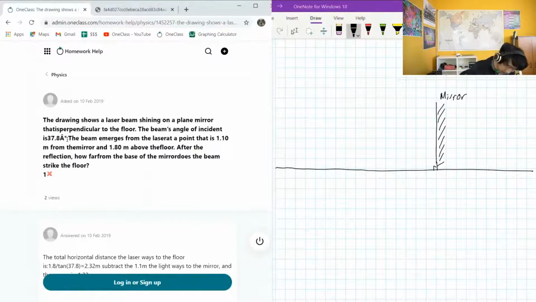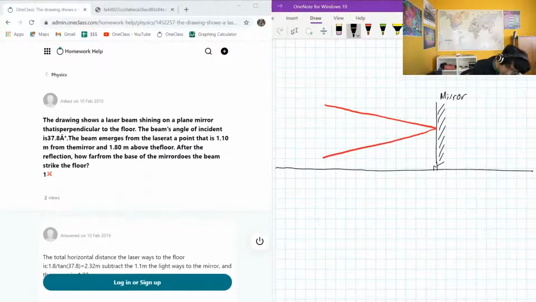Okay, so essentially what that means is, let's say we have a red laser, like this, and like this. So it's saying that the angle of incidence, which is the angle that it makes with the normal, and with a mirror, they're going to be the same. Like the incoming and the outgoing have the same angle of incidence, and this angle they gave us is 37.8 degrees.